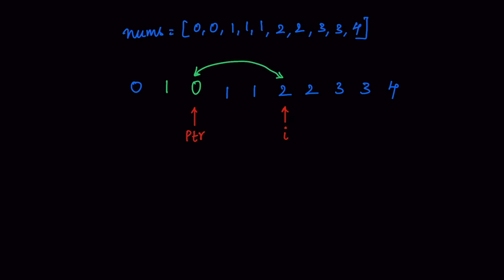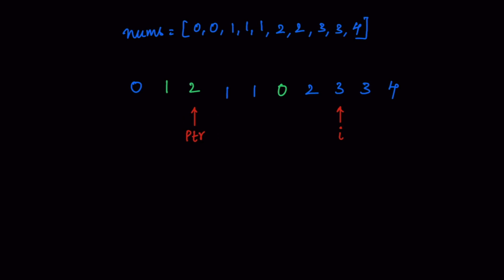Yes, the ptr value is incremented and the values of nums of ptr and nums of i need to be swapped. Yes, the values are swapped now. After swapping the values, the i pointer will be incremented. Once the i pointer is incremented, we can see that nums of ptr is equal to nums of i. In this case, the i pointer will be incremented and no operation needs to be performed.